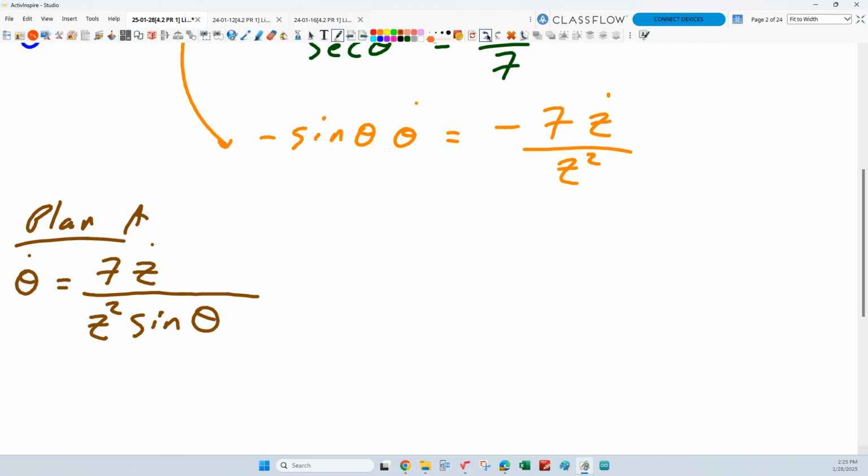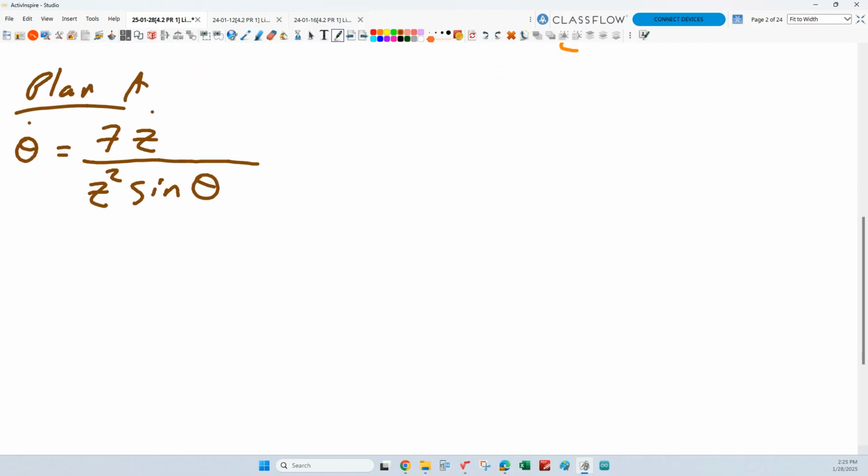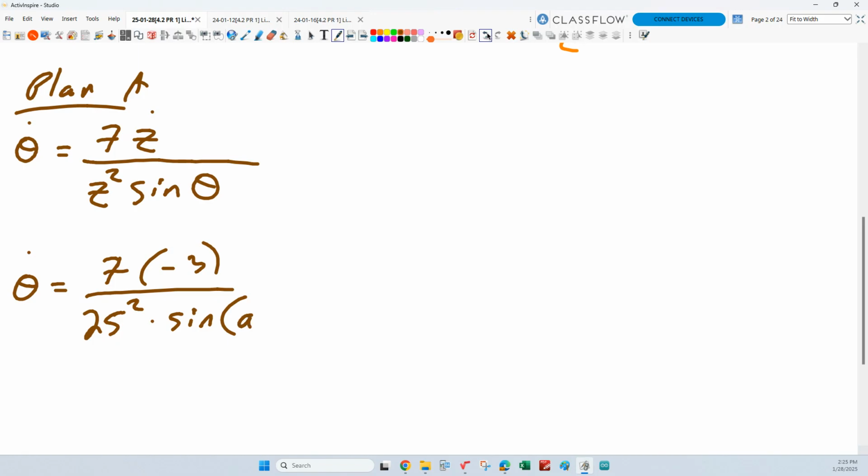And we would just plug all that stuff in and get theta dot equals 7 times, not 25, it was -3, z dot, over 25 squared times sine of arc cosine of 7/25, right? Everybody see that? That's just one big calculation that we would plug in, okay? What's plan B?